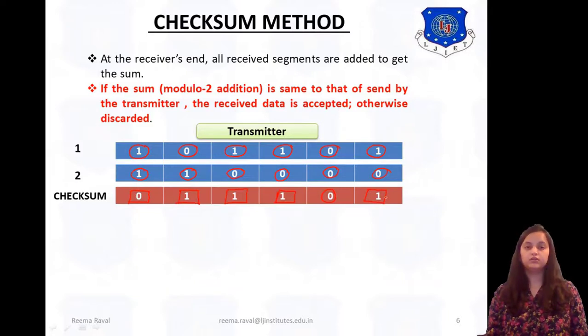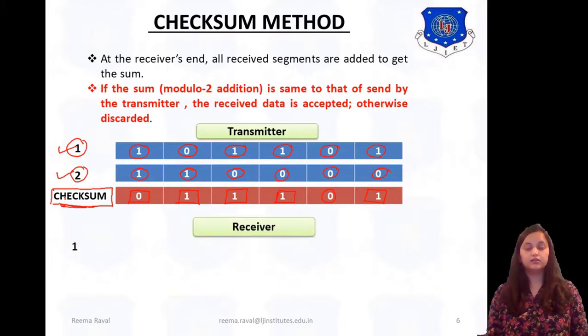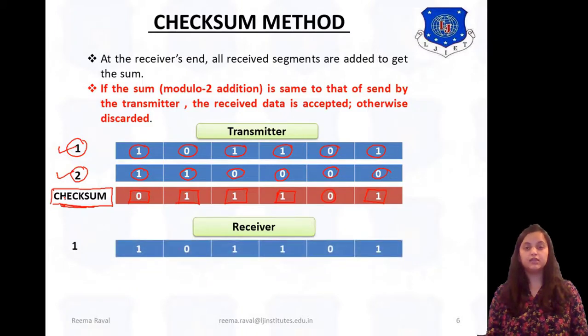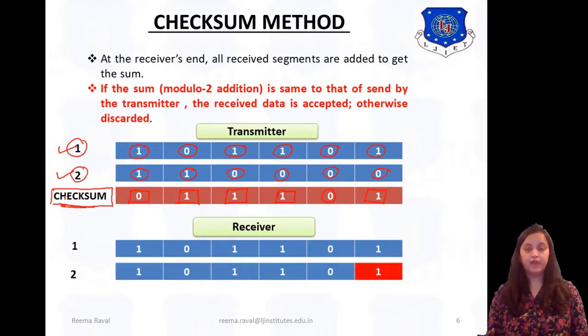Now via transmission, the transmitter will send these two data along with the checksum, right? So at the receiver side, a checksum is produced for the received data, and this checksum is verified with the given checksum. Okay, so let us see at the receiver side. The first data is received correctly, that means the same data that was transmitted, and the second data may have an error in one bit, as you can see in the last bit.